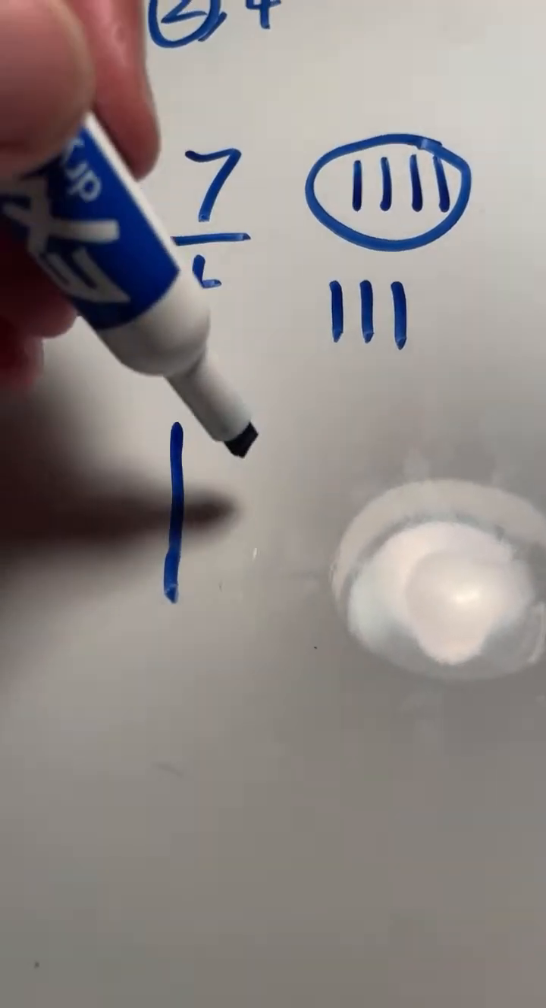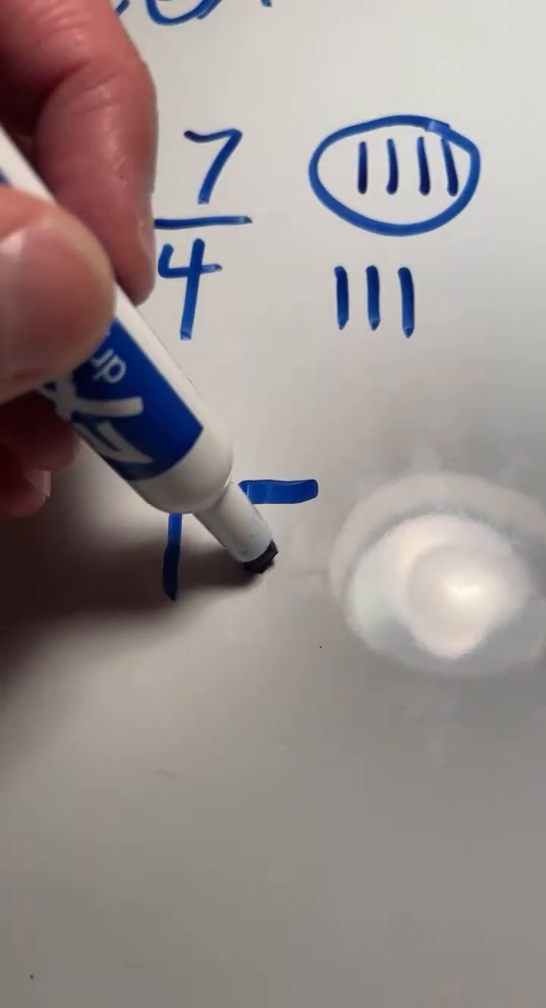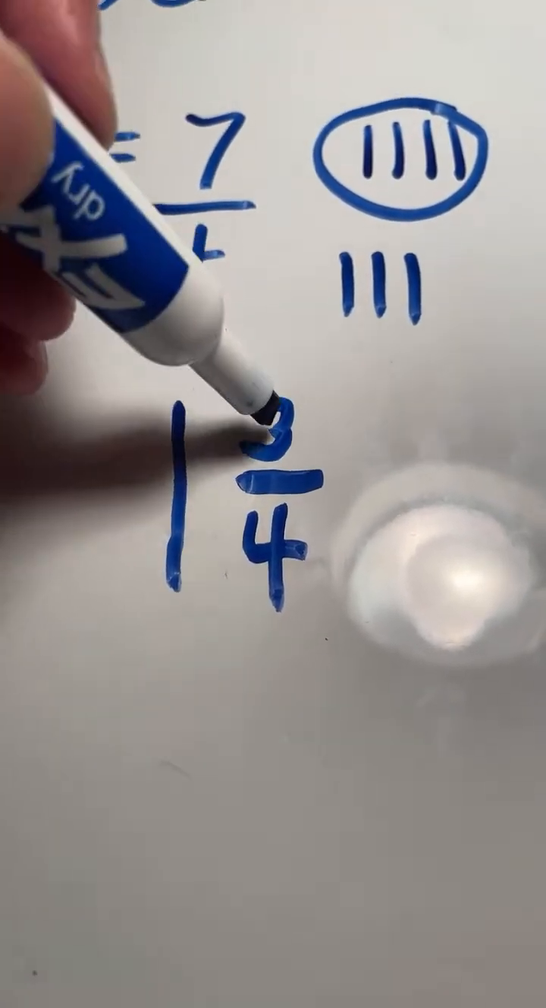And to get our fraction, the mixed number here, our denominator stays the same, and our remainder is our numerator. So we have a remainder of 3. 3 is the numerator.